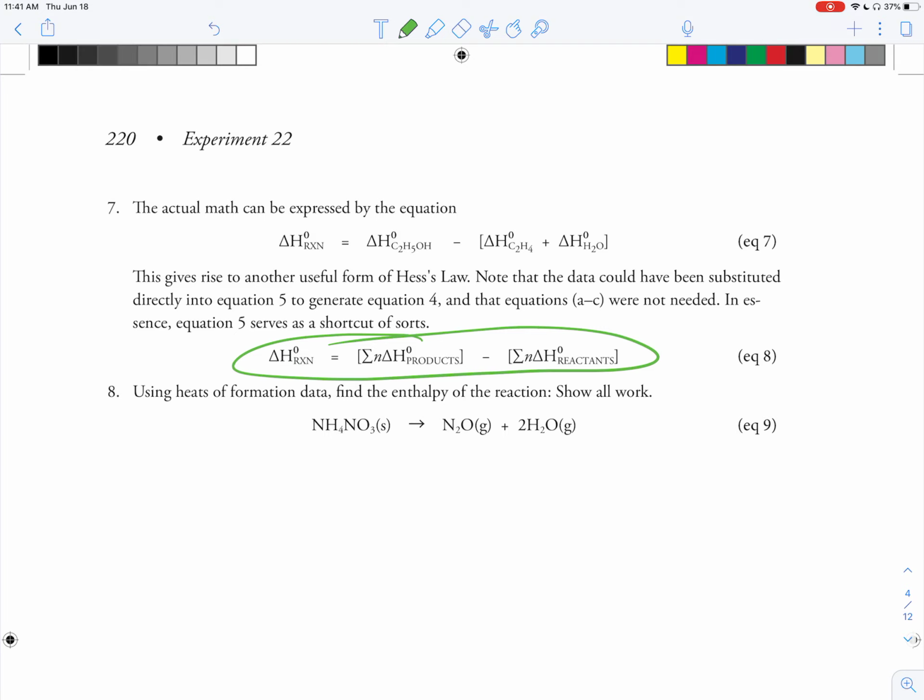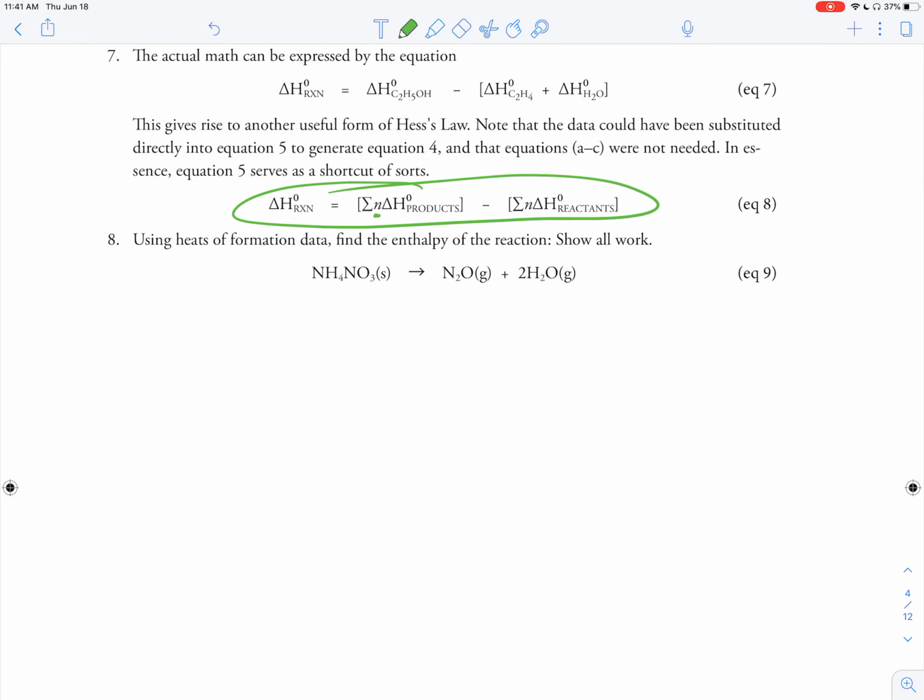So what you would do is you would sum up, multiplying the moles, the coefficients in the balanced reaction, times the delta H naught of the products. You'd add them all up, and then you're going to subtract the sum of all of the delta H naughts of the reactants, keeping in count the number of moles. And so let me show you how to do that using this equation here.